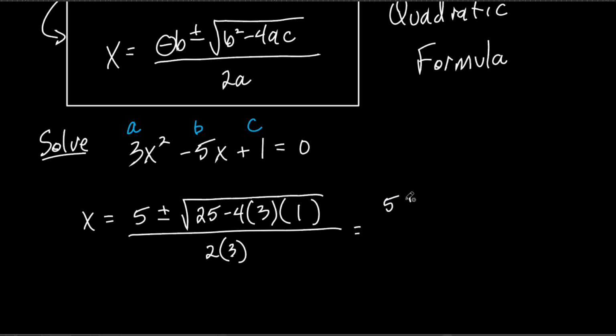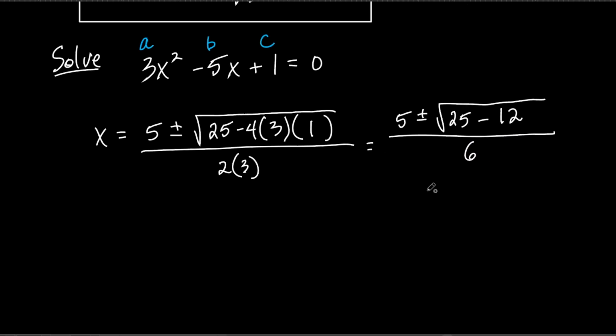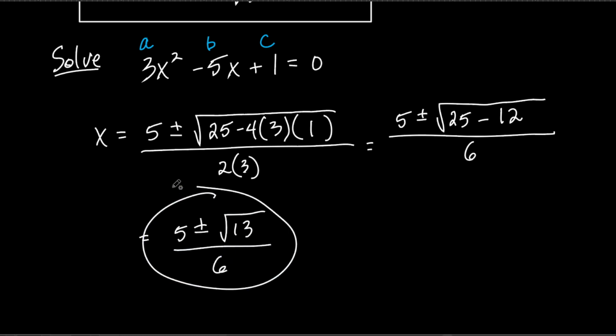So let's simplify. This is what some people don't like to do. This is what some people like to do. So let's do this. It's 25 minus, right? Because this is all going to be minus. What do we get inside here? 4 times 3 times 1. It's 12 over 6. That wasn't too hard, was it? We're not done, though. We're almost there. 5 plus or minus. What's inside of here? 25 minus 12, which is 13. It's under a square root. And that's all over top of what? 6. That right there is your answer.